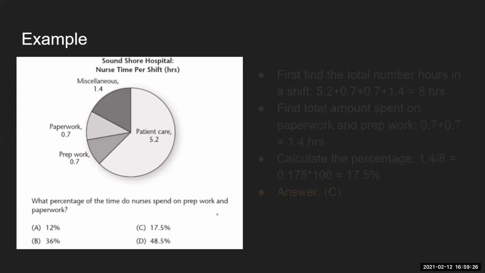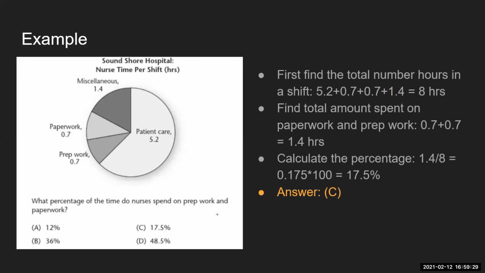So first we need to know the total number of hours in their shift. You do that just by adding up all the numbers on the pie chart. So we take 5.2 plus 0.7 plus 0.7 plus 1.4, which gives us 8. So their shift is 8 hours.